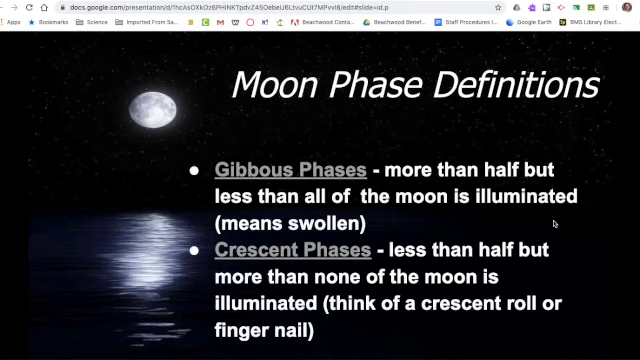Same thing with the crescent phases. It's less than half, but obviously it's more than none. So think of that small little crescent like a fingernail or a crescent roll. Pause the video if you need time to type these in before we move on.